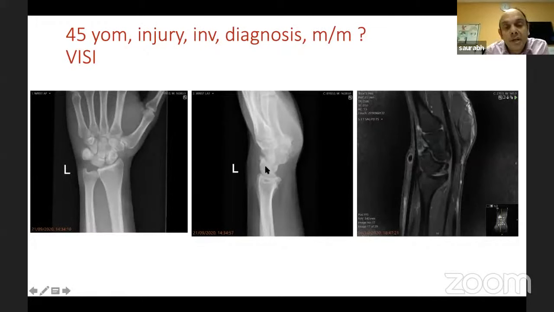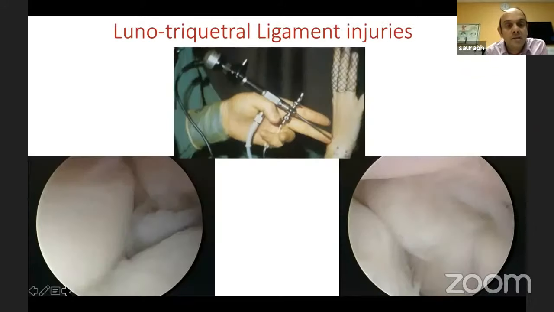Another example, 45 male. Again, you can see the lunate is flexing. This time we did an MRI, you can see the lunate is flexing, the carpus is falling off like the last case. I put this slide to show the role of arthroscopy. If it's a barn door injury, it's fine. If it's grade 4, it's fine. If it's a grade 2 or a 3 and I'm not sure, those subtle ligament injuries, then I would put a scope in and have a look.